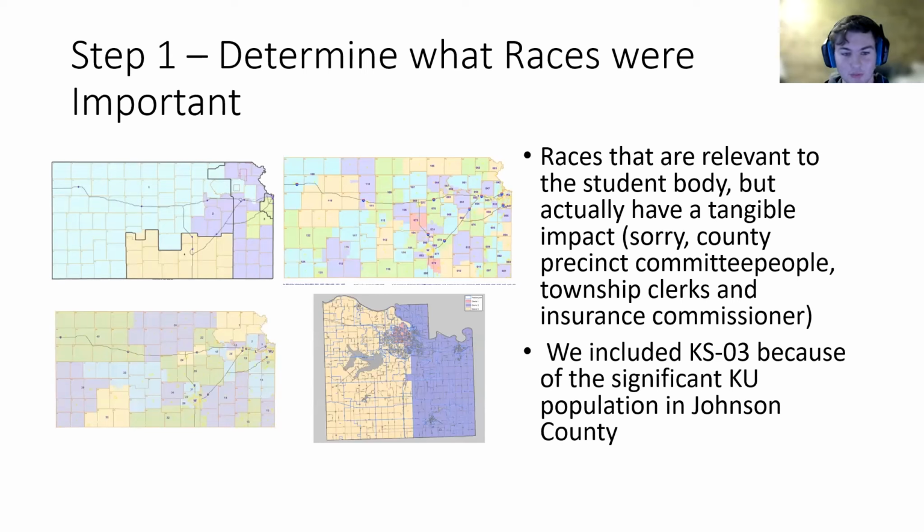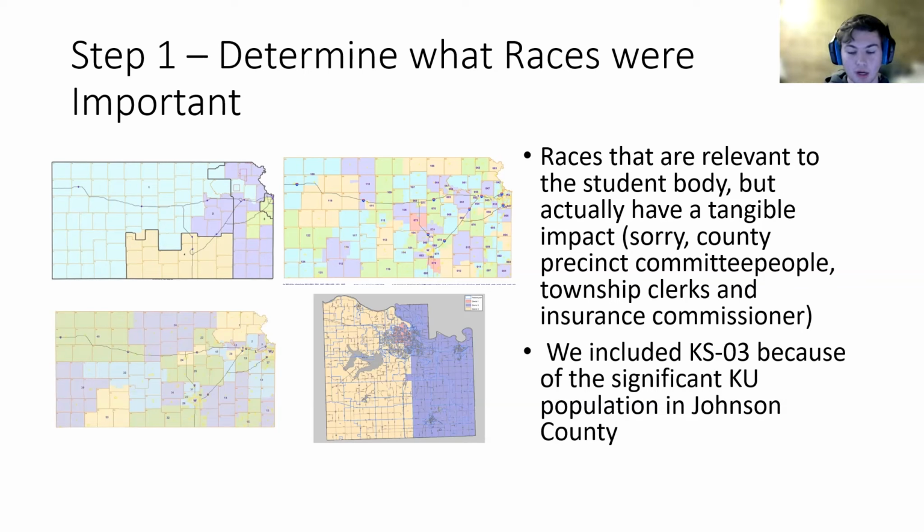First one was to figure out what races were important. Now we're the student newspaper, so we have to determine which races are most relevant to students. So something like maybe a township clerk in the middle of rural Douglas County is not exactly the most useful race for students to know about. Same goes for county precinct committee people, which, yes, is an actual race at the local party level, and the statewide insurance commissioner, not exactly the most useful for students.